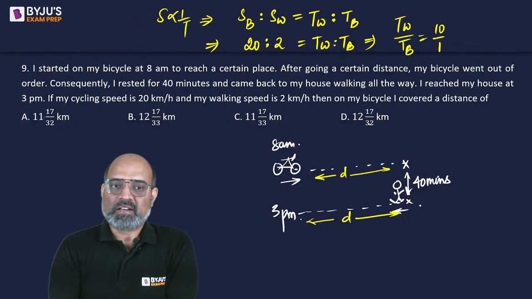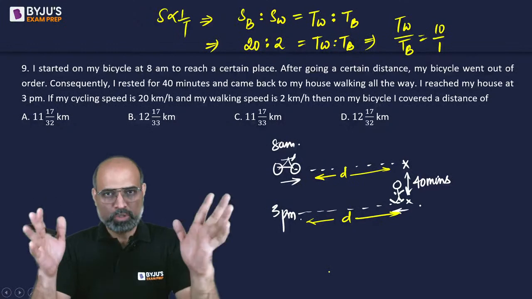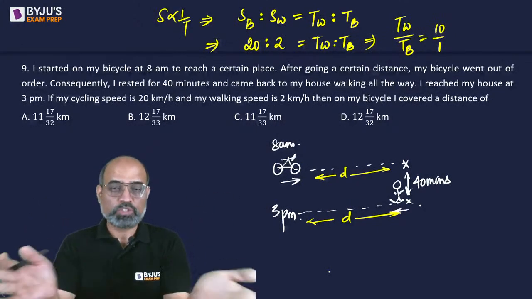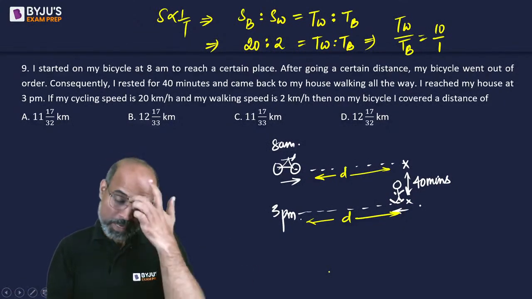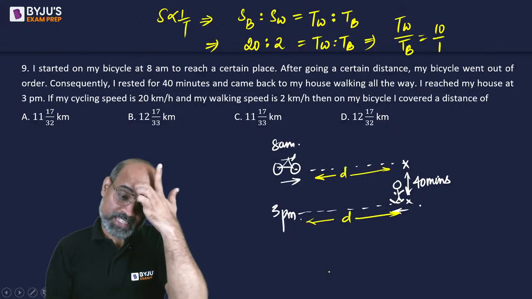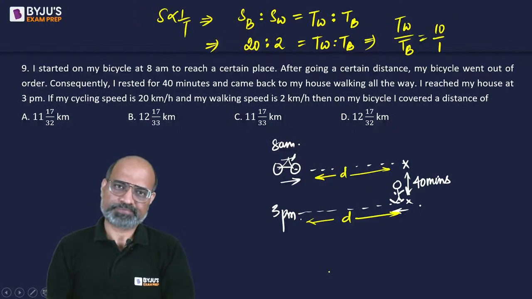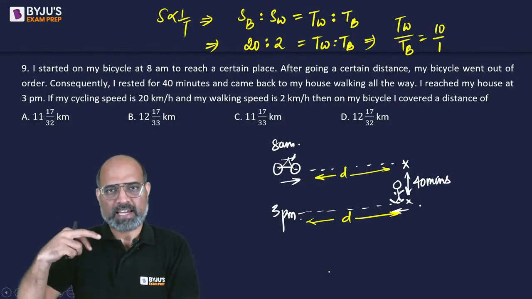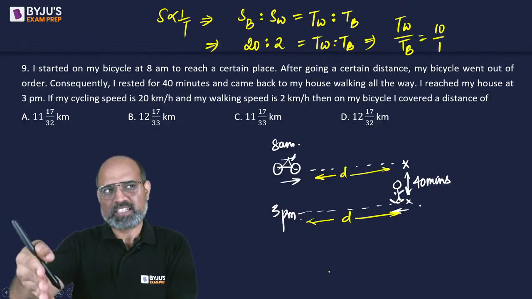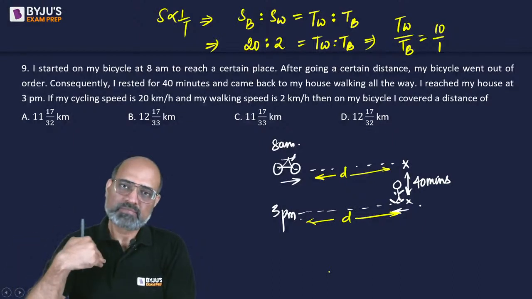The total duration for which I actually traveled is what we have to divide in the ratio 10:1, isn't it? I left home at 8 a.m. and came back at 3 p.m. So my mom asked, from 8 a.m. to 3 p.m., which is a total of 7 hours, what were you doing? In those 7 hours, I bicycled, then I rested there for 40 minutes because the cycle broke down, and then I came back walking.